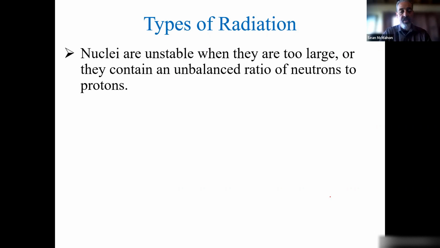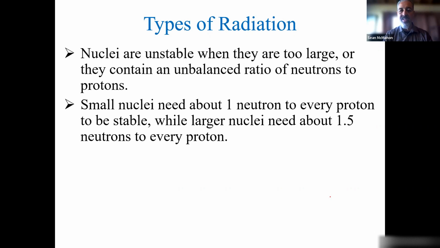So what are the types of radiation? Nuclei are typically unstable when they're too large, meaning they don't have a good ratio of neutrons to protons, because that's what makes up the mass of the entire atom. It's in the dense nucleus, which contains the neutrons and protons. For smaller elements, there's typically 1 neutron to every proton to be stable. As the elements get bigger, that ratio deviates slightly to about 1.5 neutrons to every proton.